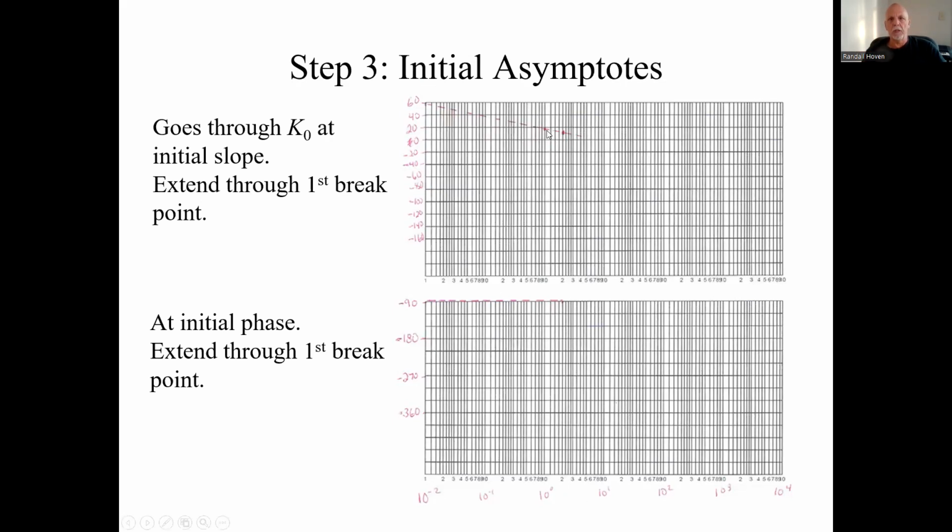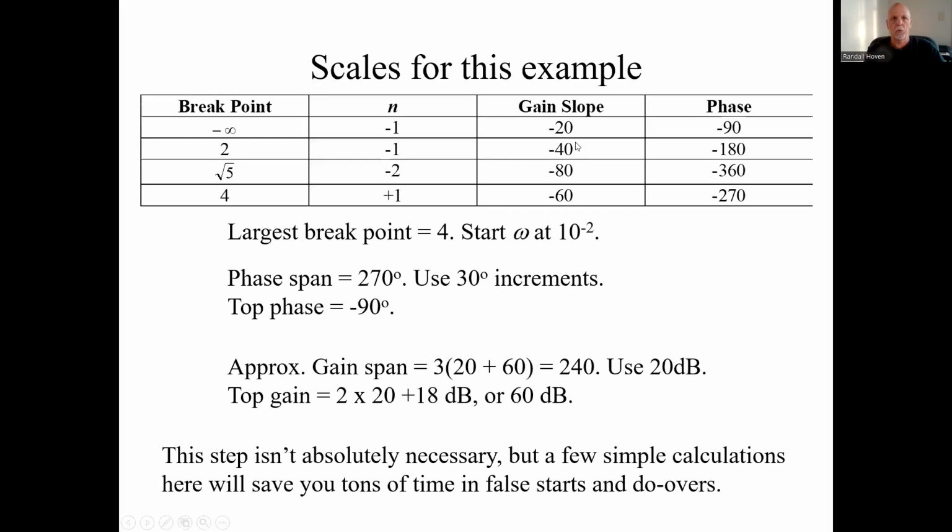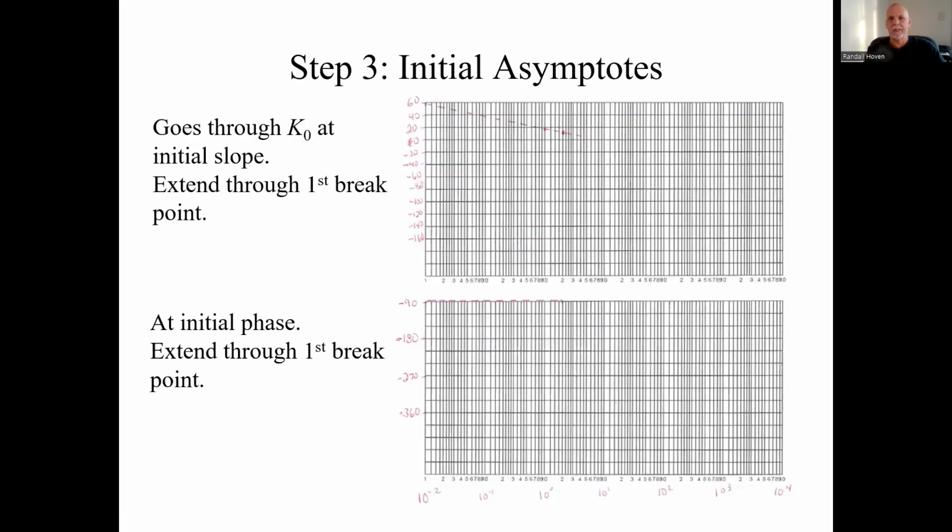And you want to go a little bit past that. Actually, you want to go past the next breakpoint. Where was the next breakpoint? The next breakpoint was at 2 radians per second. And 2 radians per second is this 2 here. This is just plain old 2 right here. This is 20. This is 200. Right here is 2. So that's the next breakpoint. You want that asymptote to at least go through that next breakpoint.